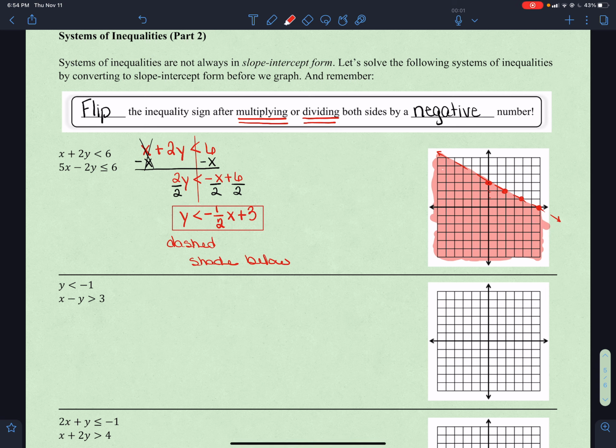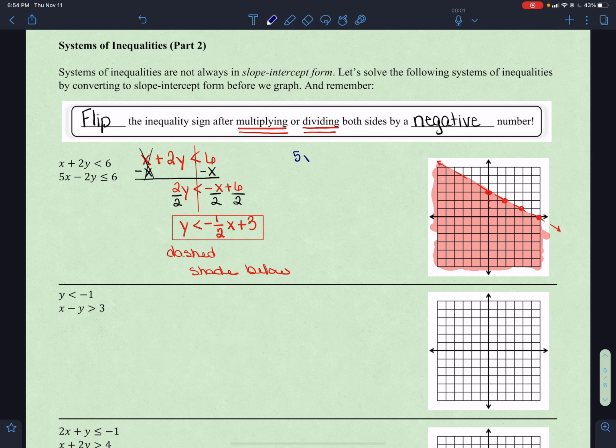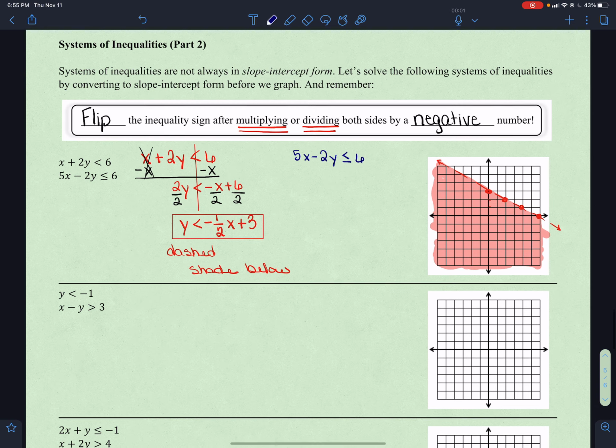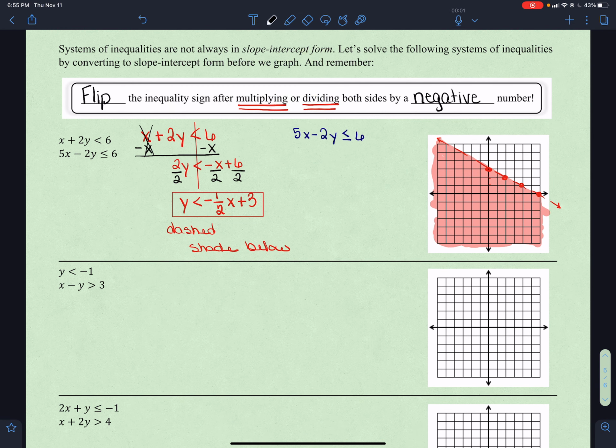All right, now to do our second equation. Our second equation is 5x minus 2y is less than or equal to 6. Okay. Here, I'm going to first subtract 5x from both sides. So these eliminate on the left side. So I have negative 2y less than or equal to negative 5x plus 6.